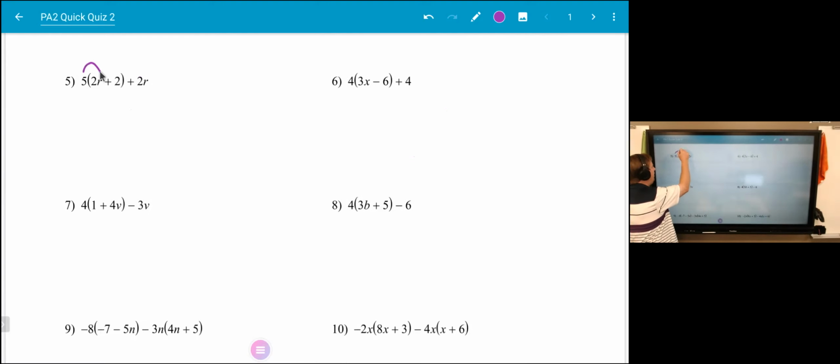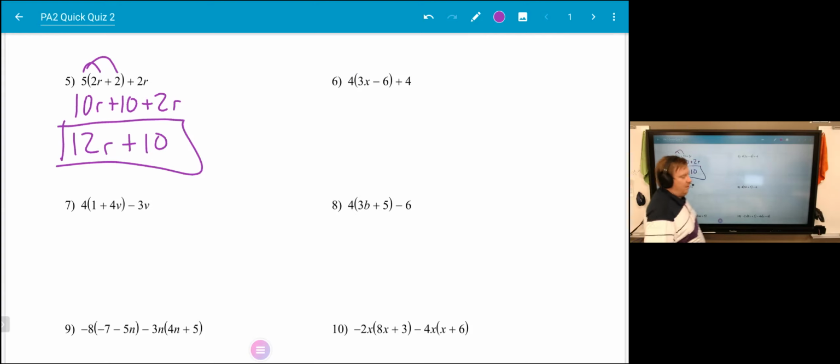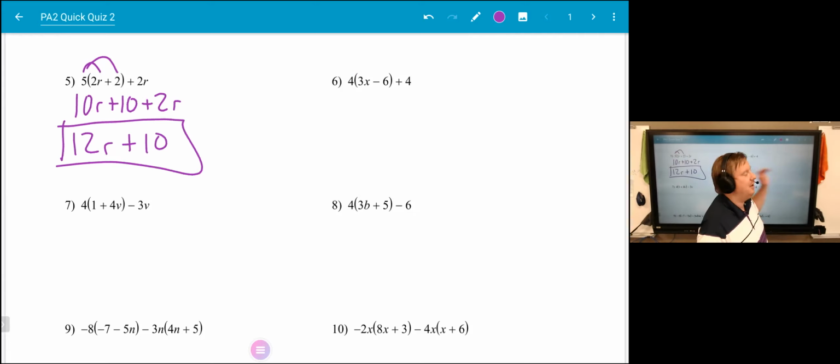Number 5, distribute through again. 5 to the 2r, 5 to that 2. That 2r is out there playing video games for a while until you're done doing your work here. 10r plus 10 plus 2r. Combine the things with r's. 10r and 2r gives me 12r. Combine the things without r's, well, it's just 10. There we go.